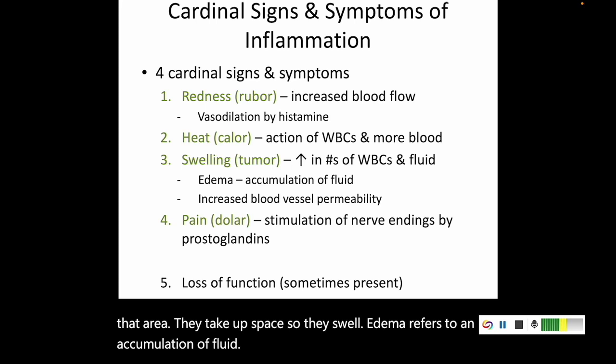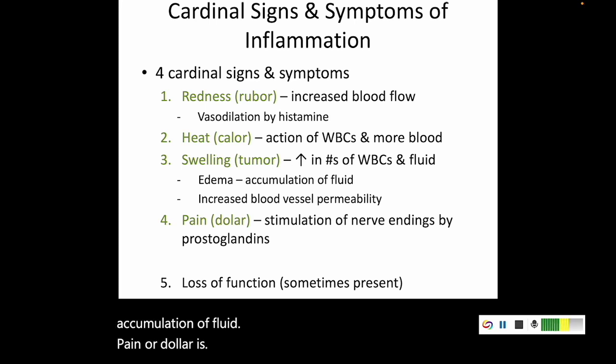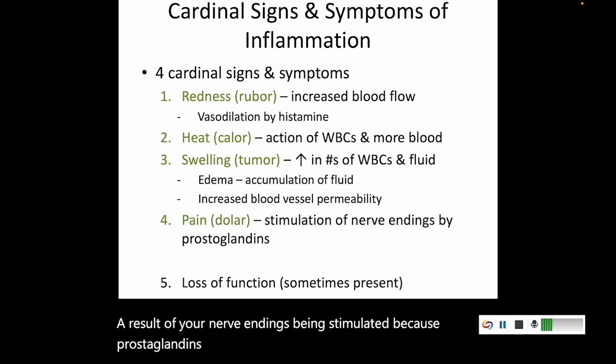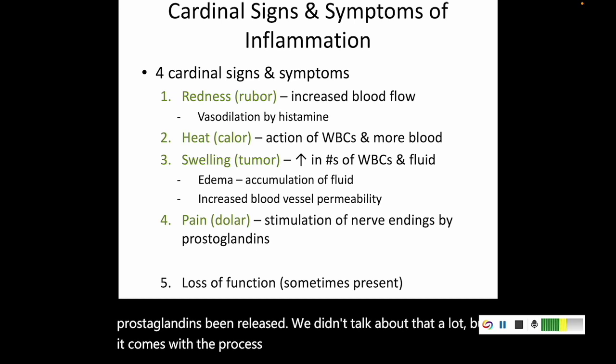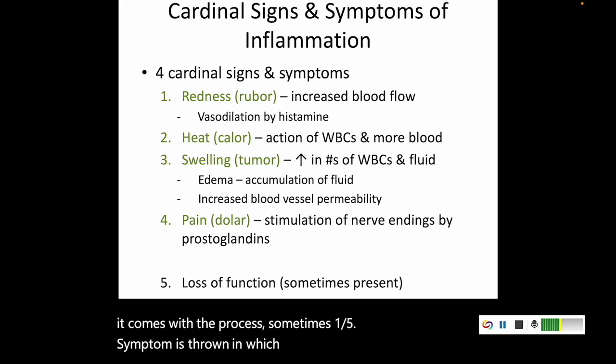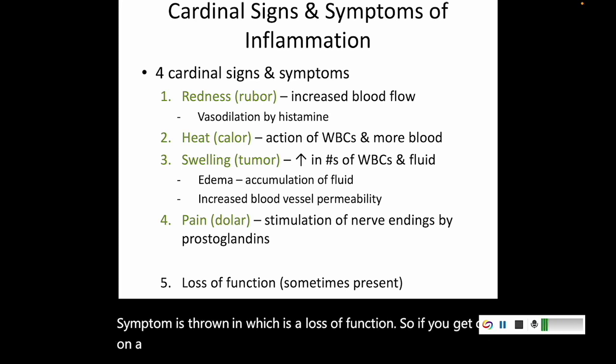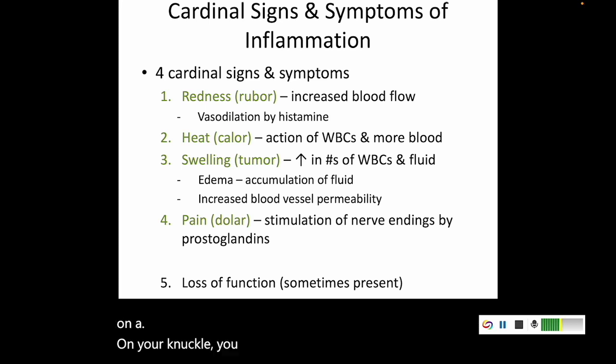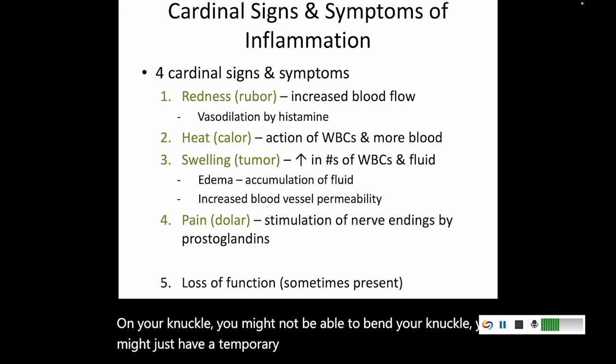Pain or dolor is a result of your nerve endings being stimulated because prostaglandin's been released. We didn't talk about that a lot, but it comes with the process. Sometimes a 5th symptom is thrown in, which is a loss of function. So, if you get cut on your knuckle, you might not be able to bend your knuckle. You might just have a temporary loss of function in whatever body part has been injured.